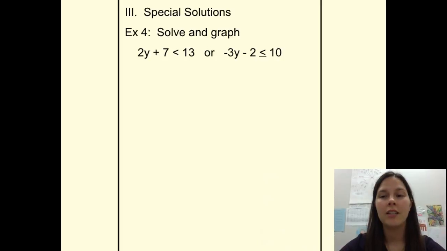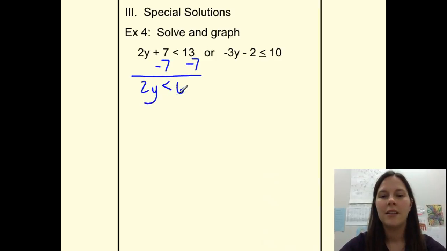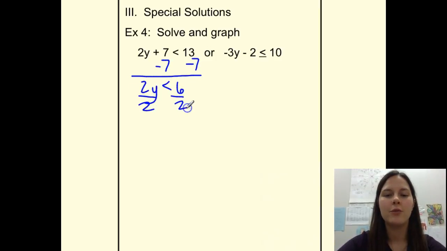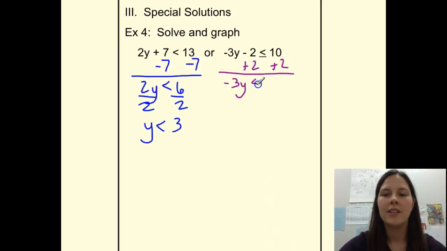And finally, we'll take a look at special solutions for OR compound inequalities. Solving our first one by subtracting 7 from both sides, we get 2y is less than 6. Dividing both sides by a positive 2, we have y is less than 3. Solving our second one by adding 2 to both sides, I get negative 3y is less than or equal to 12. Dividing both sides by a negative 3, this time we'll flip the inequality because we divided by a negative. y is greater than or equal to negative 4.